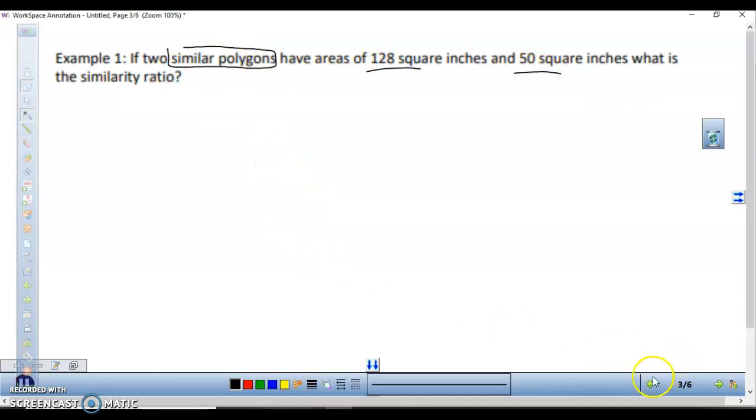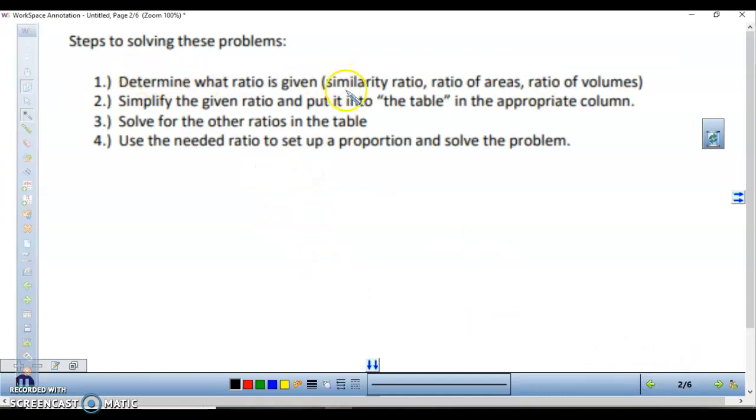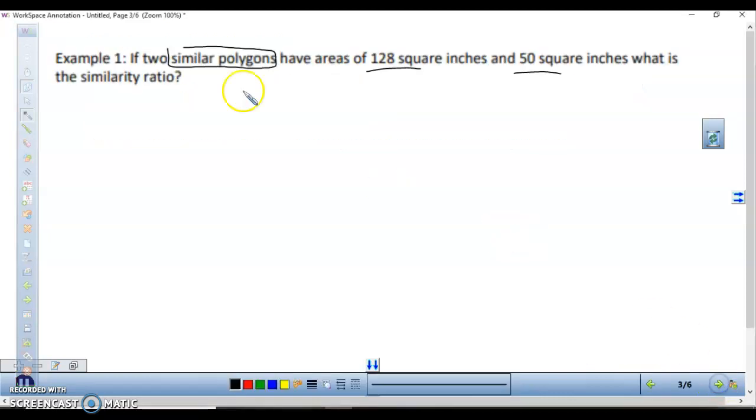Step one in my process is determine what ratio is given. What ratio is given to me here is the ratio of areas. I'm given the areas. I know that one area is 128 square inches, and the other area is 50 square inches. That is step one. What ratio do you have? I have a ratio of areas.